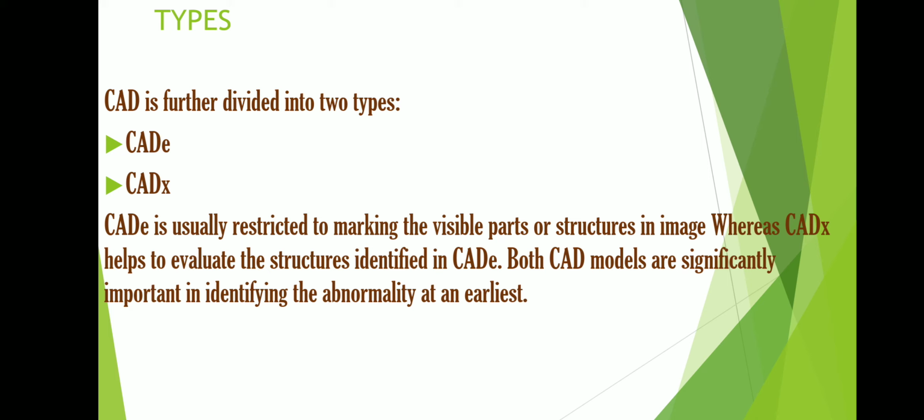For example, if any abnormal lump is detected, CAD-E will detect that lump and then CAD-X will characterize the lump size or what type of characteristic that lump has, that is, whether it is cancerous or non-cancerous. That characterization will be done by CAD-X. So both these parts, CAD-E and CAD-X, combinedly work for this CAD system, to identify the abnormalities as soon as possible.